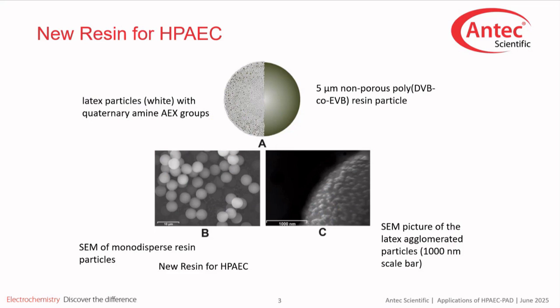Let's discuss the typical architecture of our SweetSep columns. They all utilize a polymeric central particle, the core, with a diameter of 5 microns, which is monodispersed to achieve a narrow size distribution. The result is a minimal diffusion contribution and sharp chromatographic peaks.